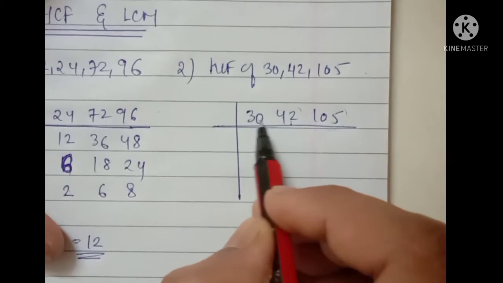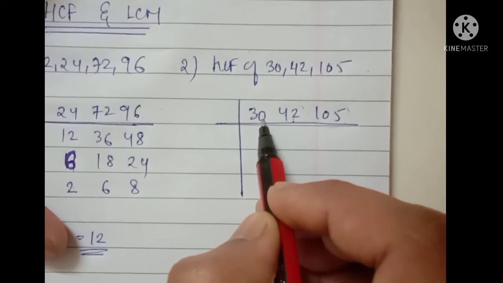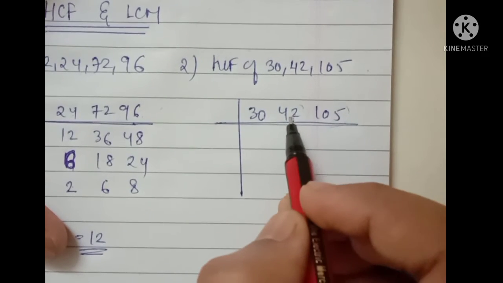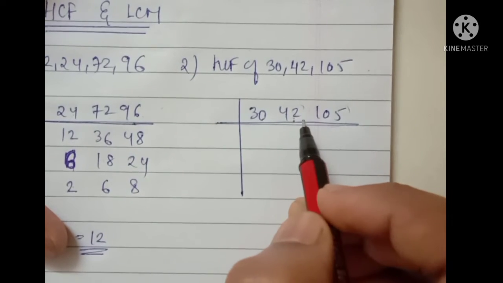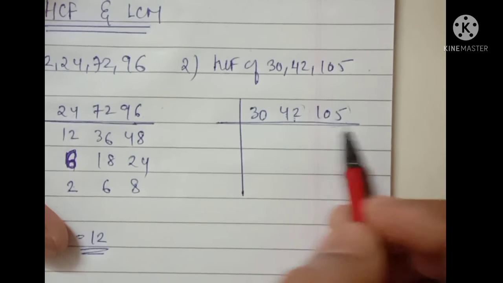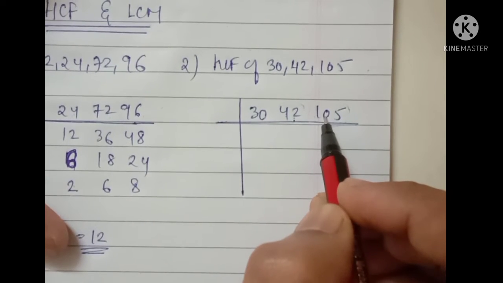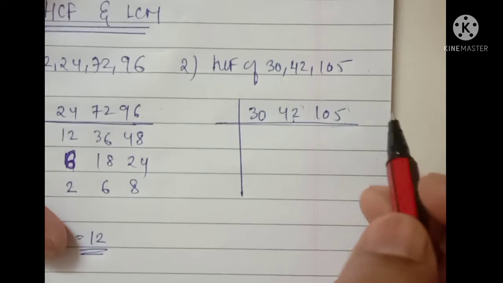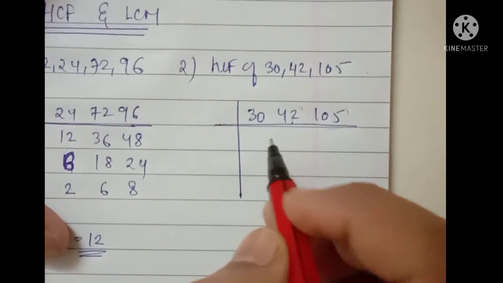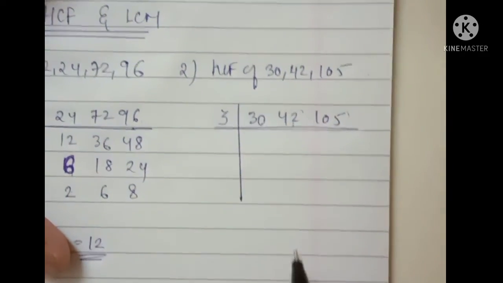Like 0 plus 3, 3 divided by 3 is 1. Yes, it is divisible. 4 plus 2, 6 divided by 3 is 2. Yes, it is divisible. 1 plus 0, 1. 1 plus 5, 6 divided by 3 is 2. So you can see that it is divisible by 3.